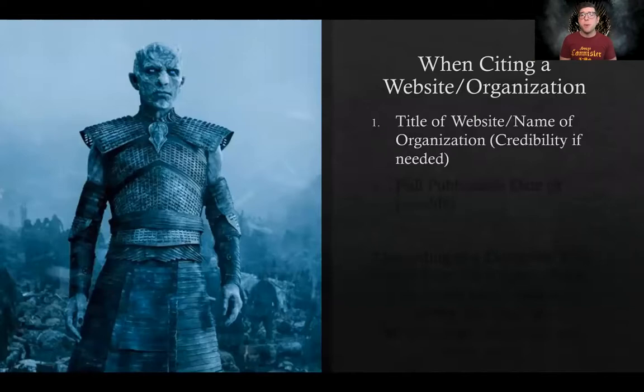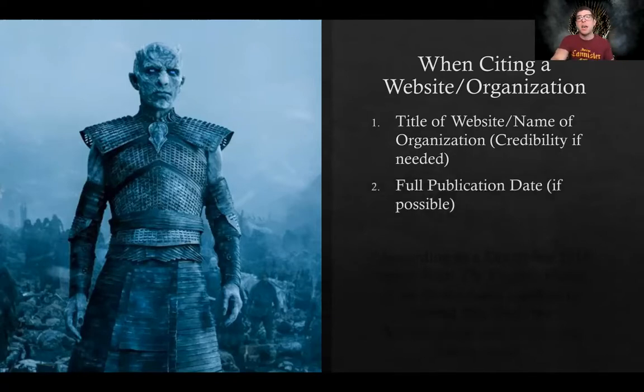First, you need the title of the website or the name of the organization and the credibility as needed. So you wouldn't say, according to www.f.com, you would say, according to the World Wildlife Foundation's website. Okay, so tell me who the organization is, not the URL, and then establish the credibility if needed. And then the full publication date if possible. So we're going to go back to the day, the year, and the month. If you can only find the year, that's fine.